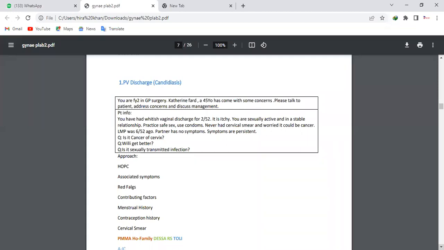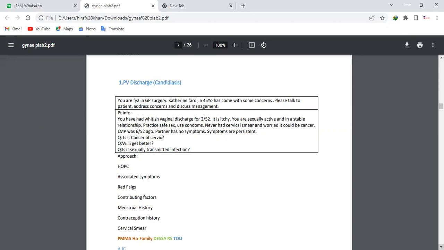Now, you are in the GP surgery, and this is your patient. The patient info is: you have had whitish vaginal discharge for 2 weeks, and it is itchy. You are sexually active and in a stable relationship. You practice safe sex and use condoms. Never had a cervical smear and worried it could be cancer.